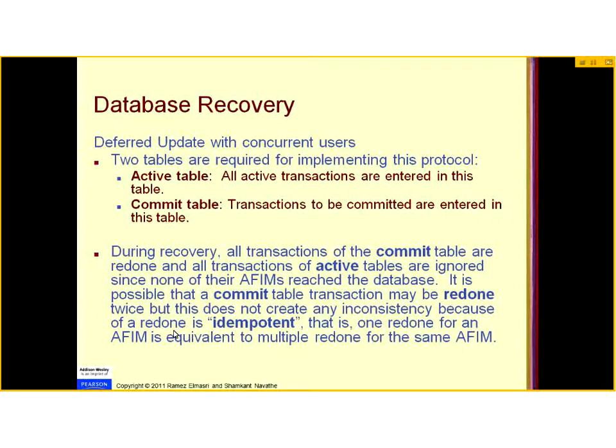and all transactions of the active table are ignored, since none of their AFIMs reach the database, because the database has not received the AFIM so far. It is also possible that a commit table transaction may be redone twice, but this does not create any inconsistency because redo is idempotent. Even if you repeat the entry of the commit table twice, it doesn't matter because you will be repeating the same operation another time. Like you have overwritten an item, if you overwrite it again, it doesn't matter.